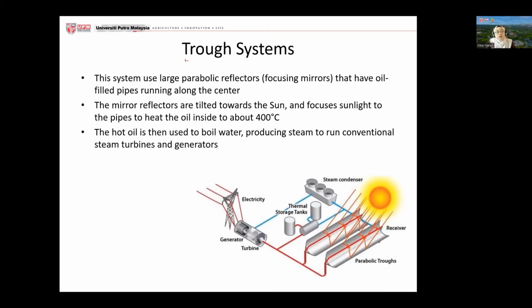So if it's a trough system, it actually refers to the reflectors, how they look. In a trough system, it usually uses parabolic troughs. And so instead of a tower, that system has a pipeline here, and this pipeline is usually filled with oil.